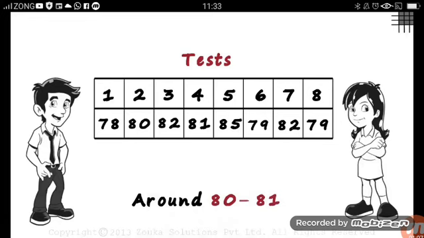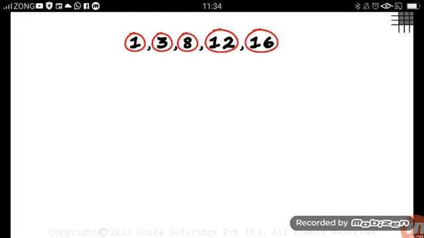Here, Zen just approximately averaged his score over the period to give Zara an idea about his performance. This is far more convenient as compared to mentioning the score in each of his tests. Now let's see how we actually find the average. Consider these 5 numbers: 1, 3, 8, 12 and 16.